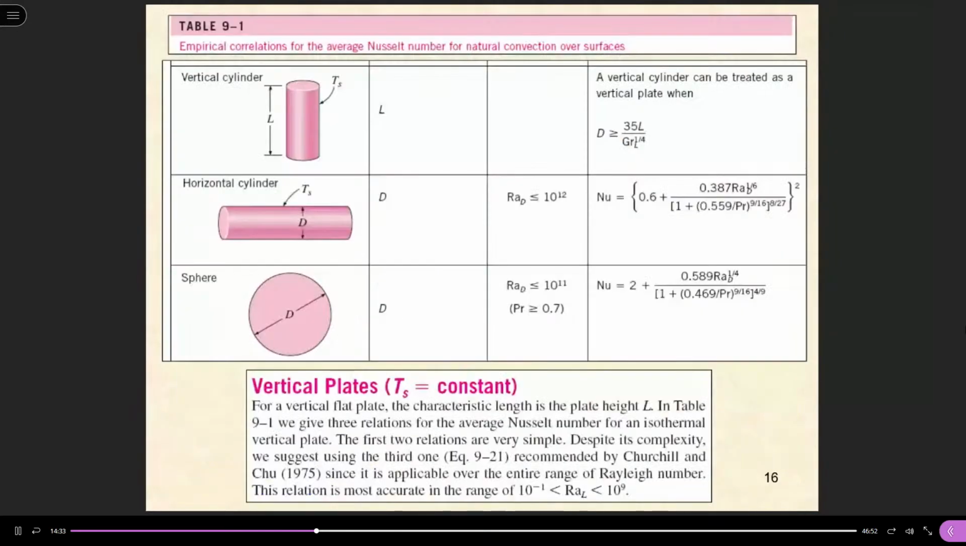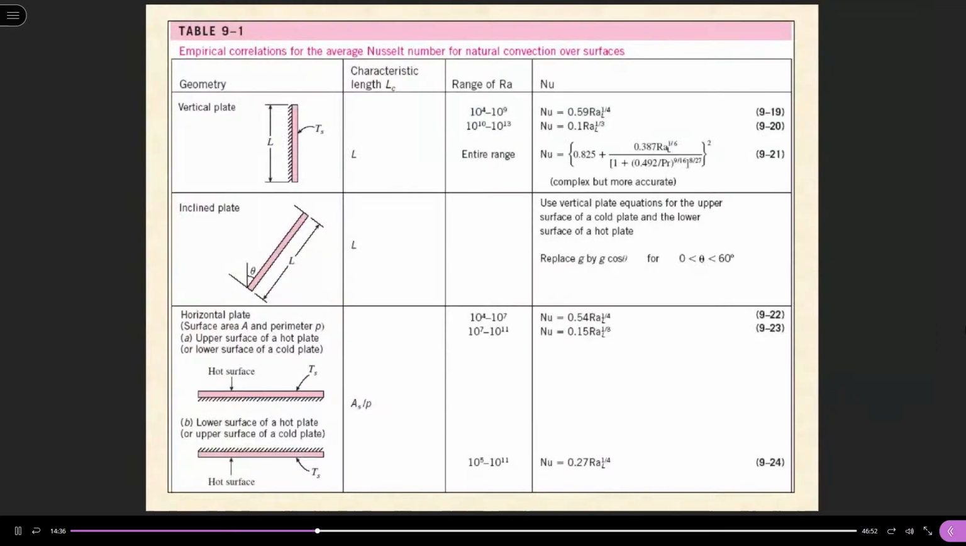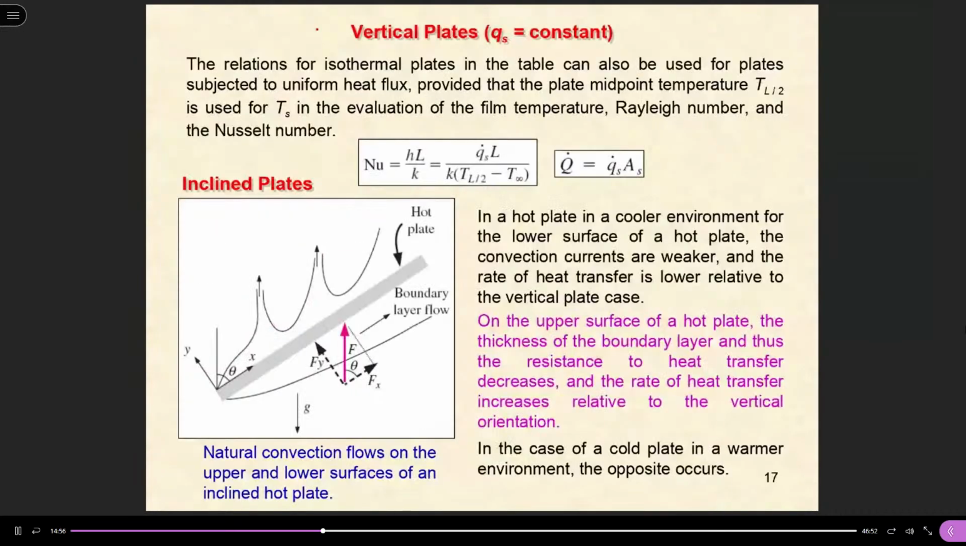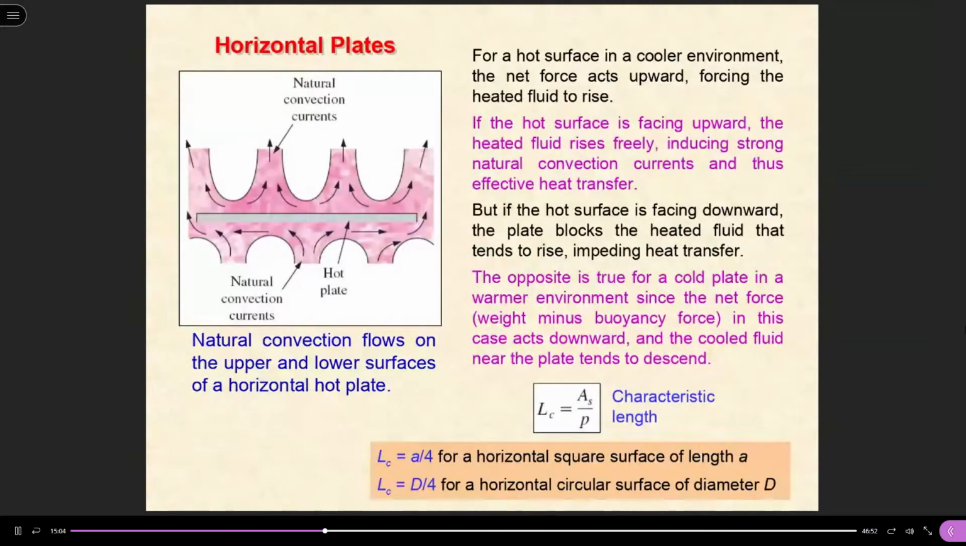And so we come back to this table. This is the hot plate facing upward, right? This is the hot plate facing downward. For a cold plate, it's the other way around. A cold plate facing downward is better than a cold plate facing upward. And this is the illustration of why.